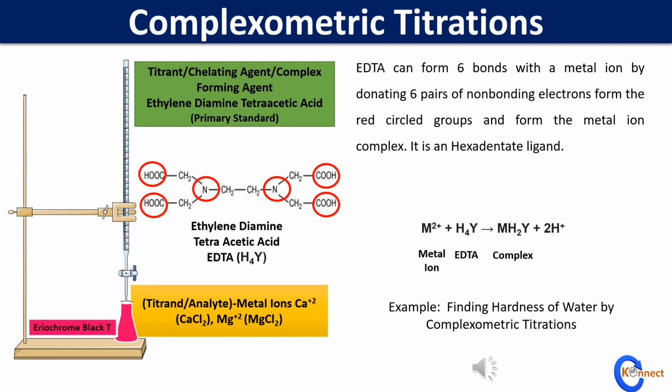hematoxylin, etc. The classic use of complexometric titration is to determine the hardness of water, because majority of the ions which are responsible for hardness of water is calcium ions, and concentration of calcium ions can easily be determined by complexometric titrations.